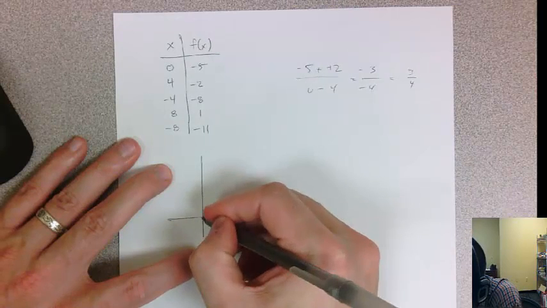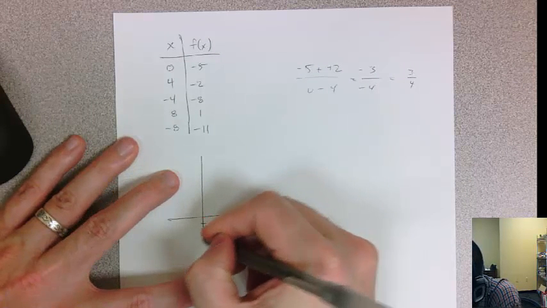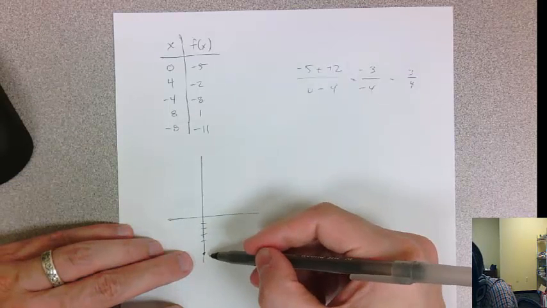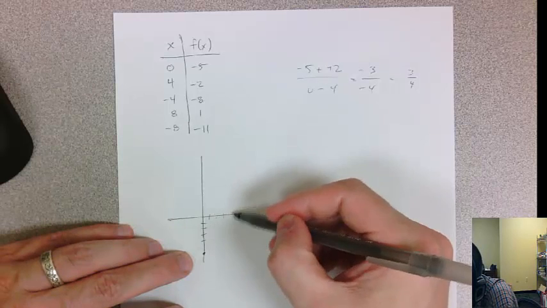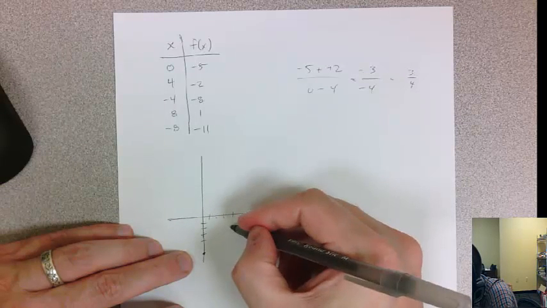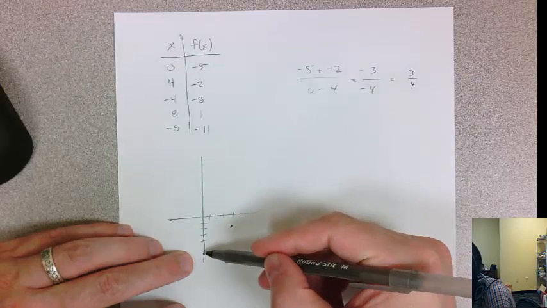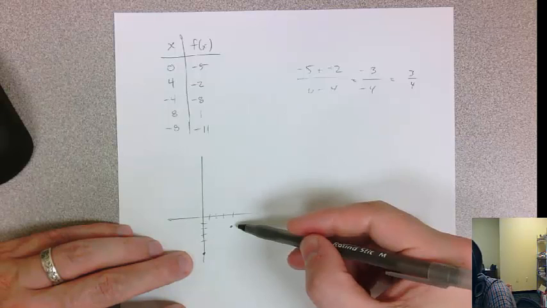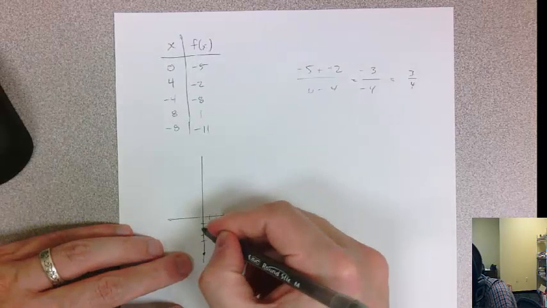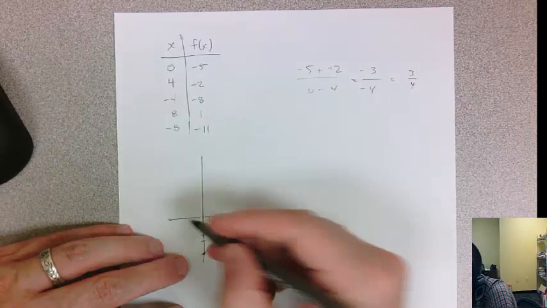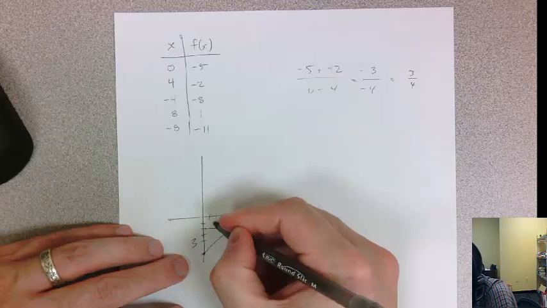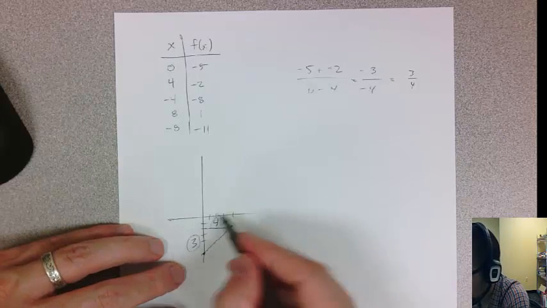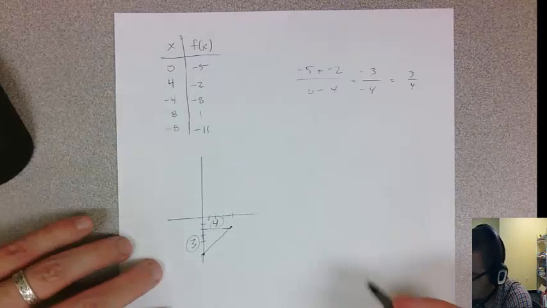And if I were to graph that, let's just check to see. So 0 in the x direction, -5 would be down here. And the next point is 4, 1, 2, 3, 4, -2. So it looks like it goes up 1, 2, 3, and then it goes over 4. Right, so this is the graphical way to show how it's changing. So it's going up by 3 and over by 4.